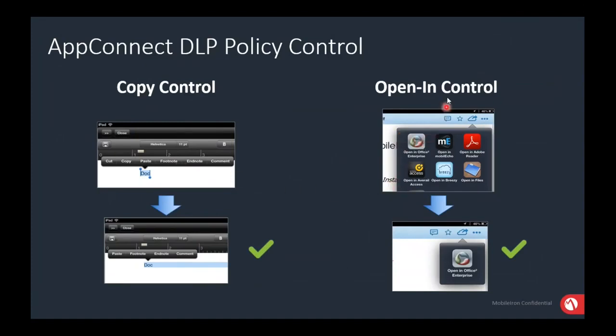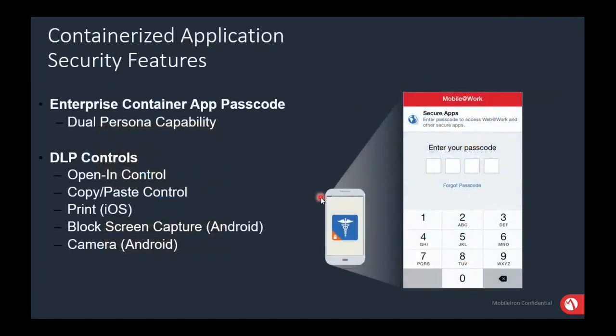And you also have control on the opening. This can be restricted for opening any type of attachment outside the container. And you can always have a secure passcode apart from the device passcode. This passcode will be used to open only the AppConnect enabled apps. And you can always block screen capture in Android, and you can also block print in iOS. And if the app needs access to the camera, you can always block it in Android.